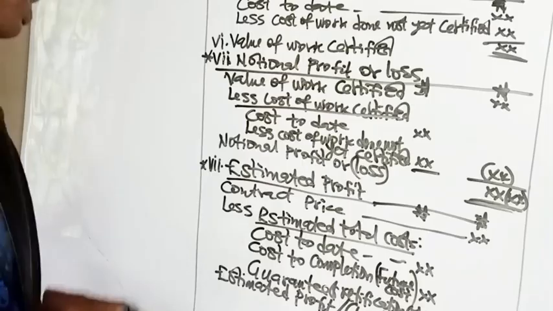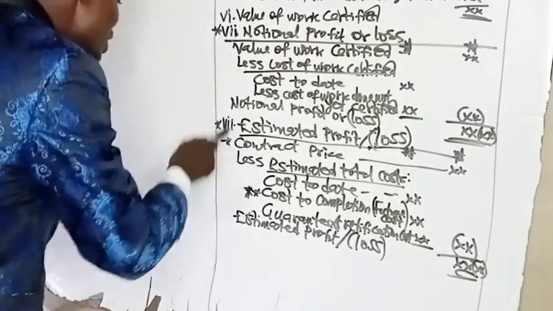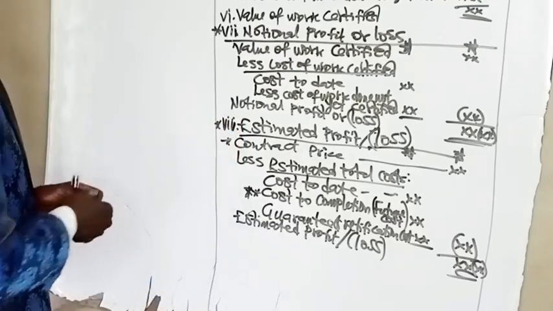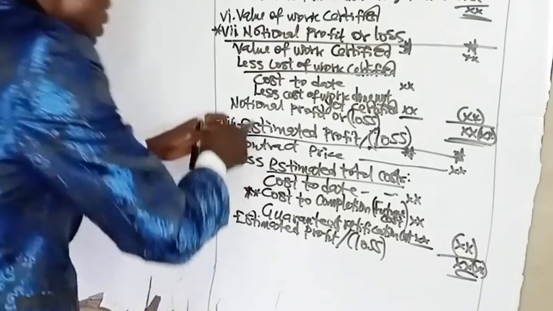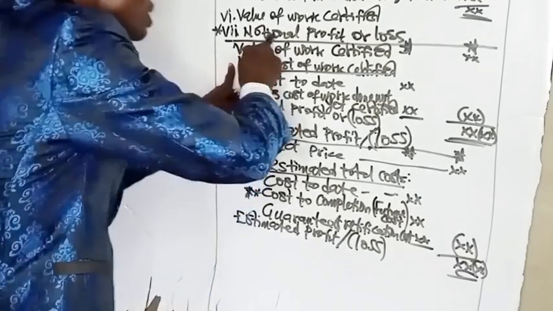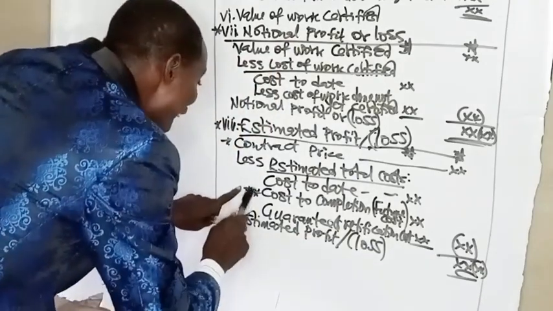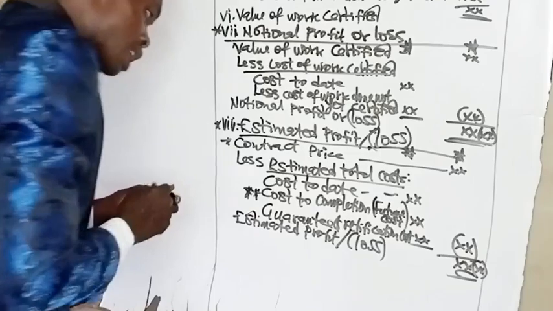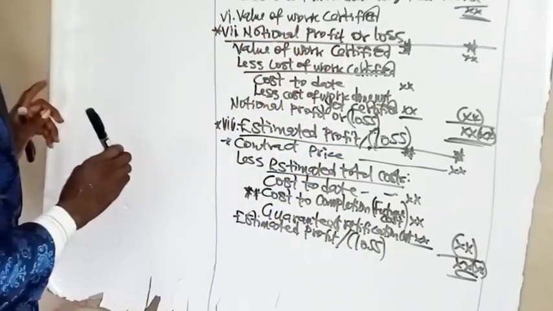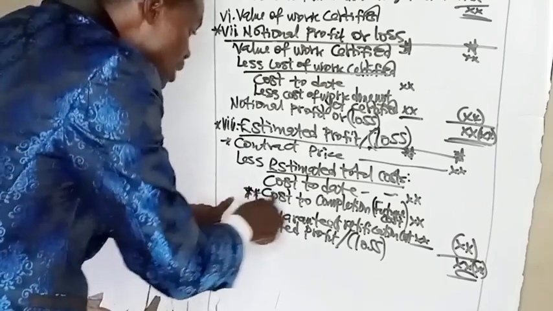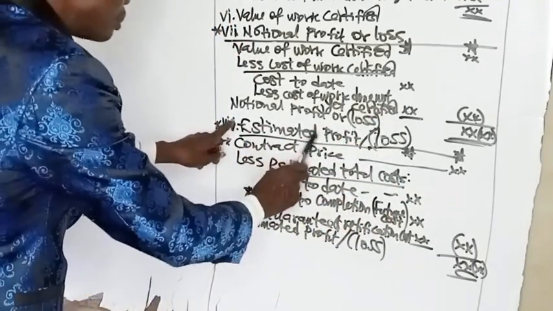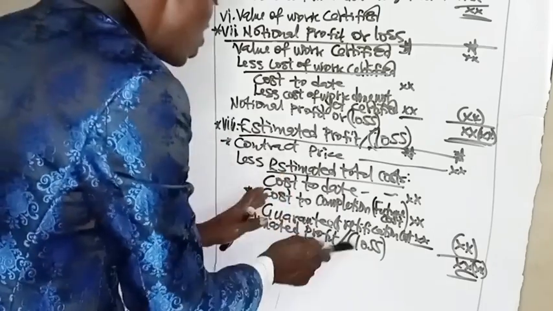Now, what I want you to note in examination question, one of these, number 7 and 8, will be calculated. But when will you need to calculate number 7? You only calculate the notional profit or loss where you are not given the estimated cost to completion. Where it is not there, that means you cannot calculate the estimated profit. The only alternative is to calculate the notional profit or loss. But where you are given the estimated cost to completion, that is, where you are given the future cost to complete the contract, then it is estimated profit you will need in such a question. Please take note of that.